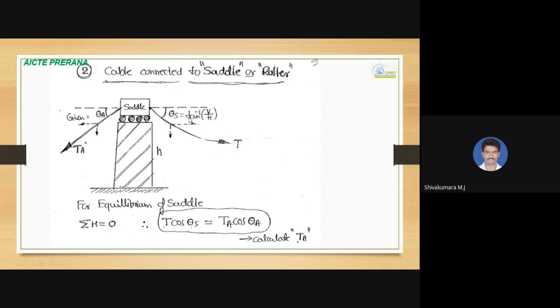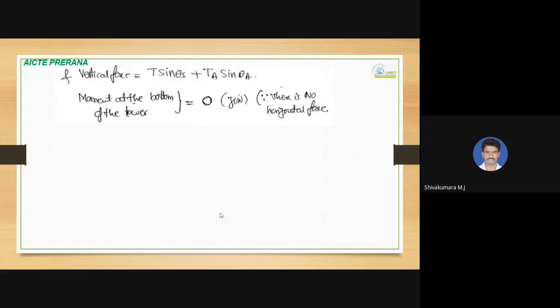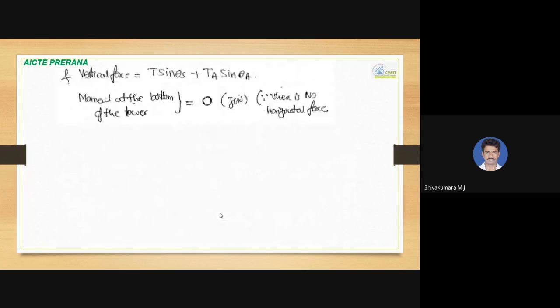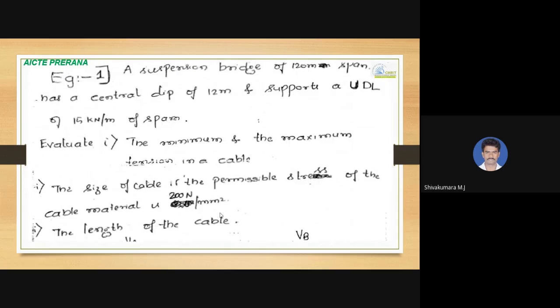So we can equate T cos theta S to TA cos theta A. If we equate it, the value of T will be known, theta S will be known, theta A will be known, so that TA can be calculated. And then the net vertical force will be T sine theta S plus TA sine theta A. And the moment at the bottom of the tower will be zero because the net horizontal force is equal to zero. So these are all the formulas you need to remember, and also the concept. Now you come for one sample problem on cables.